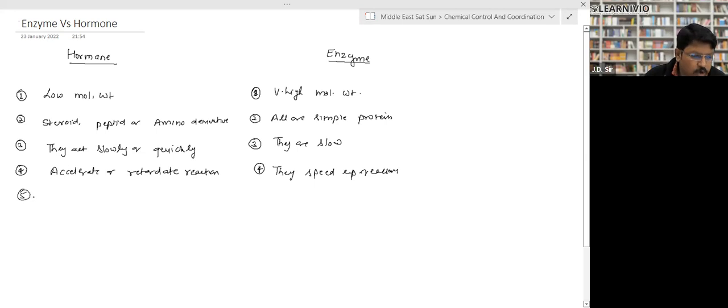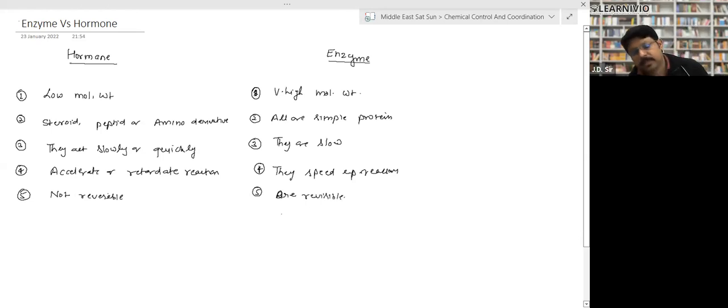Fifth point, in hormone, the hormone controlled reactions are not reversible. Fifth, the enzyme controlled reactions are reversible.